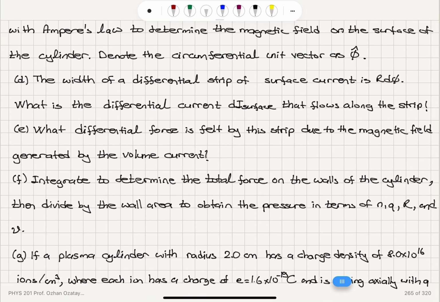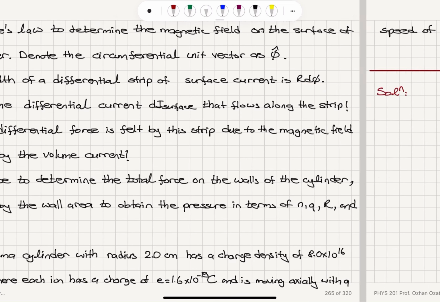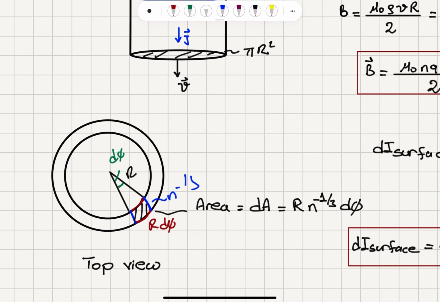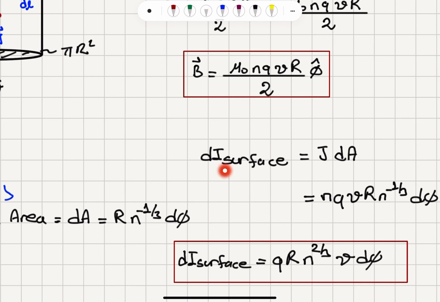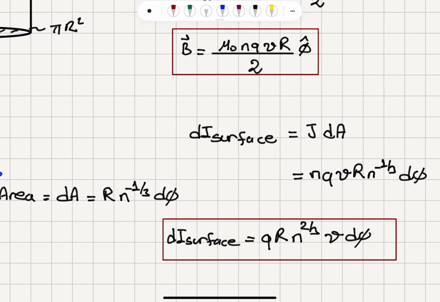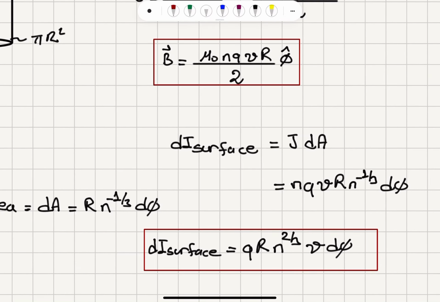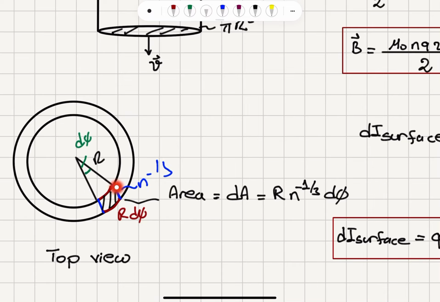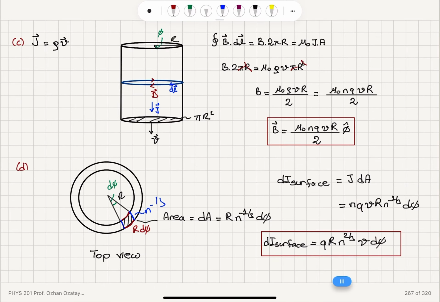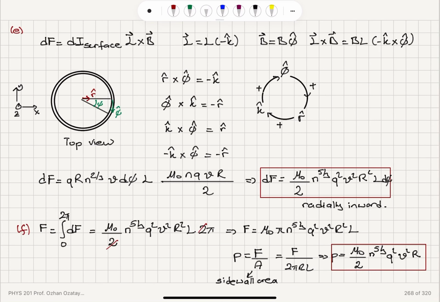So in part D, the width of a differential strip of surface current is r d phi. What is the differential current? The width of this differential surface is r d phi, and its thickness is n to minus 1/3. So dI surface is J times dA. Now we already know what J is, rho times v, or n q times v, multiplied by dA, which is r d phi multiplied by n to minus 1/3. So we can calculate the surface current that flows through this shell. And the force it feels is dI L cross B.